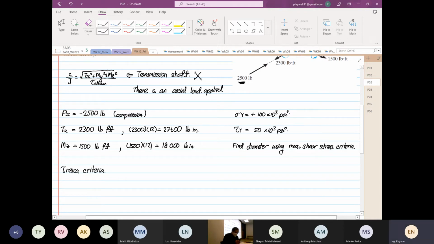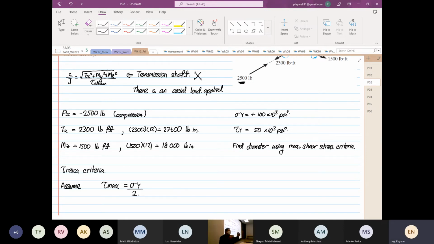Tresca criteria assume that tau max is equal to the normal stress U divided by 2. He made that assumption. So why is this important?